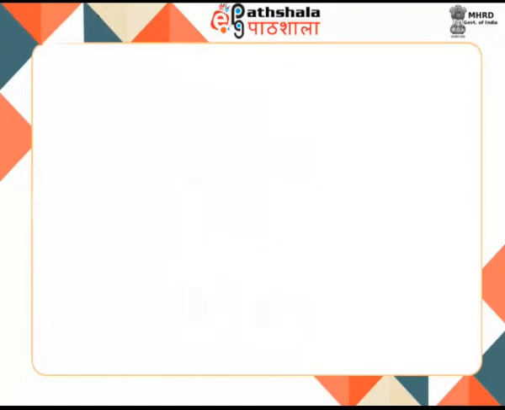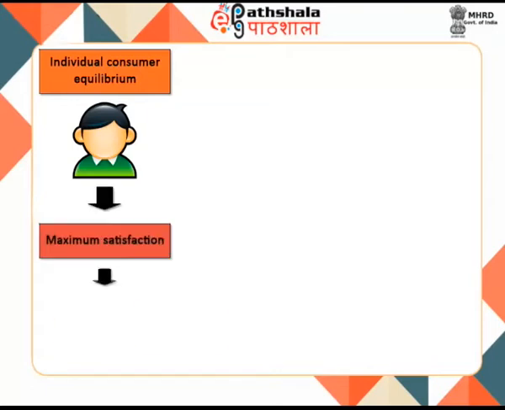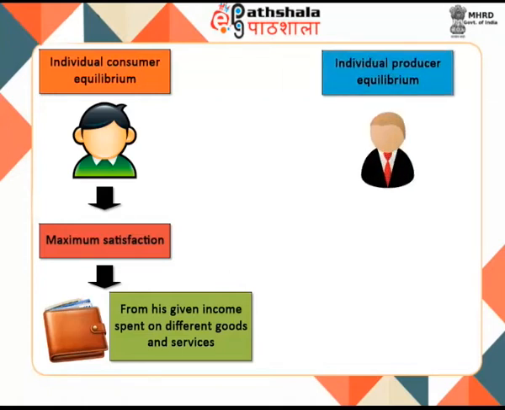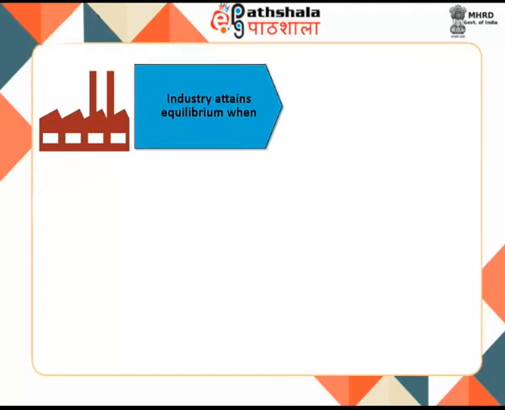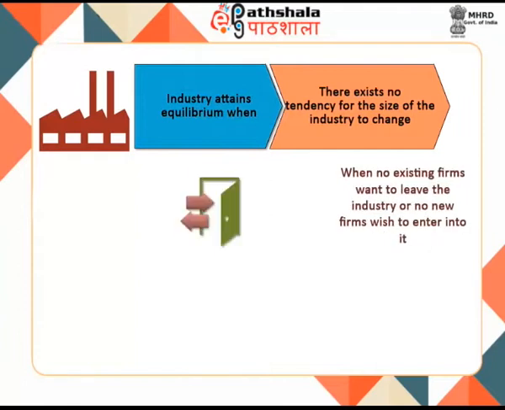From the point of view of an individual consumer, equilibrium will be reached at a point when he gets maximum satisfaction from his given income spent on different goods and services. Similarly, for an individual producer, equilibrium position will be attained when he gets maximum profit. The industry will be regarded to be in equilibrium when there exists no tendency for the size of the industry to change. That is, when no existing firms want to leave the industry or no new firms wish to enter into it.